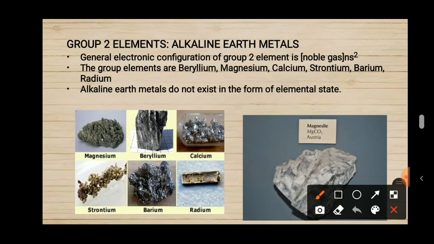Here the magnesium ores are magnesite, dolomite, and Epsom salt, and the calcium ores are limestone, marble, chalk, gypsum, and fluorspar also an ore of calcium. You can see the picture. Strontium and barium, how they look, and they are also in the form of ore.